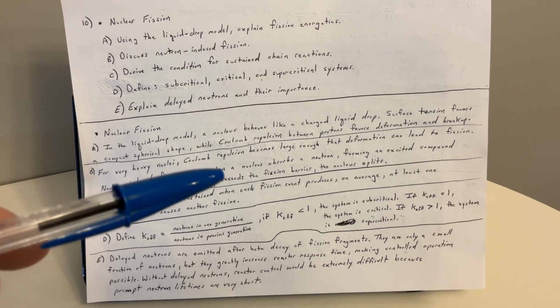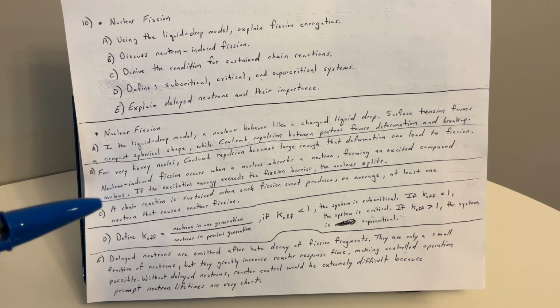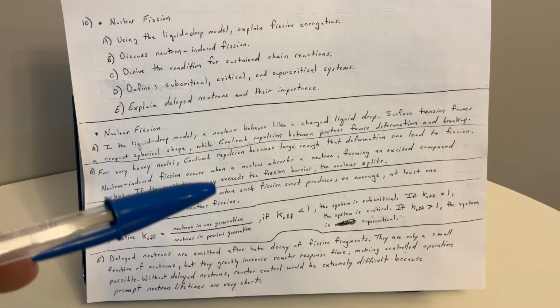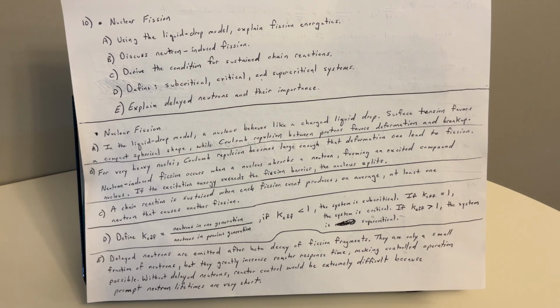Neutron-induced fission occurs when a nucleus absorbs a neutron, forming an excited compound nucleus. If the excitation energy exceeds the fission barrier, the nucleus splits. A chain reaction is sustained when each fission event produces, on average, at least one neutron that causes another fission.